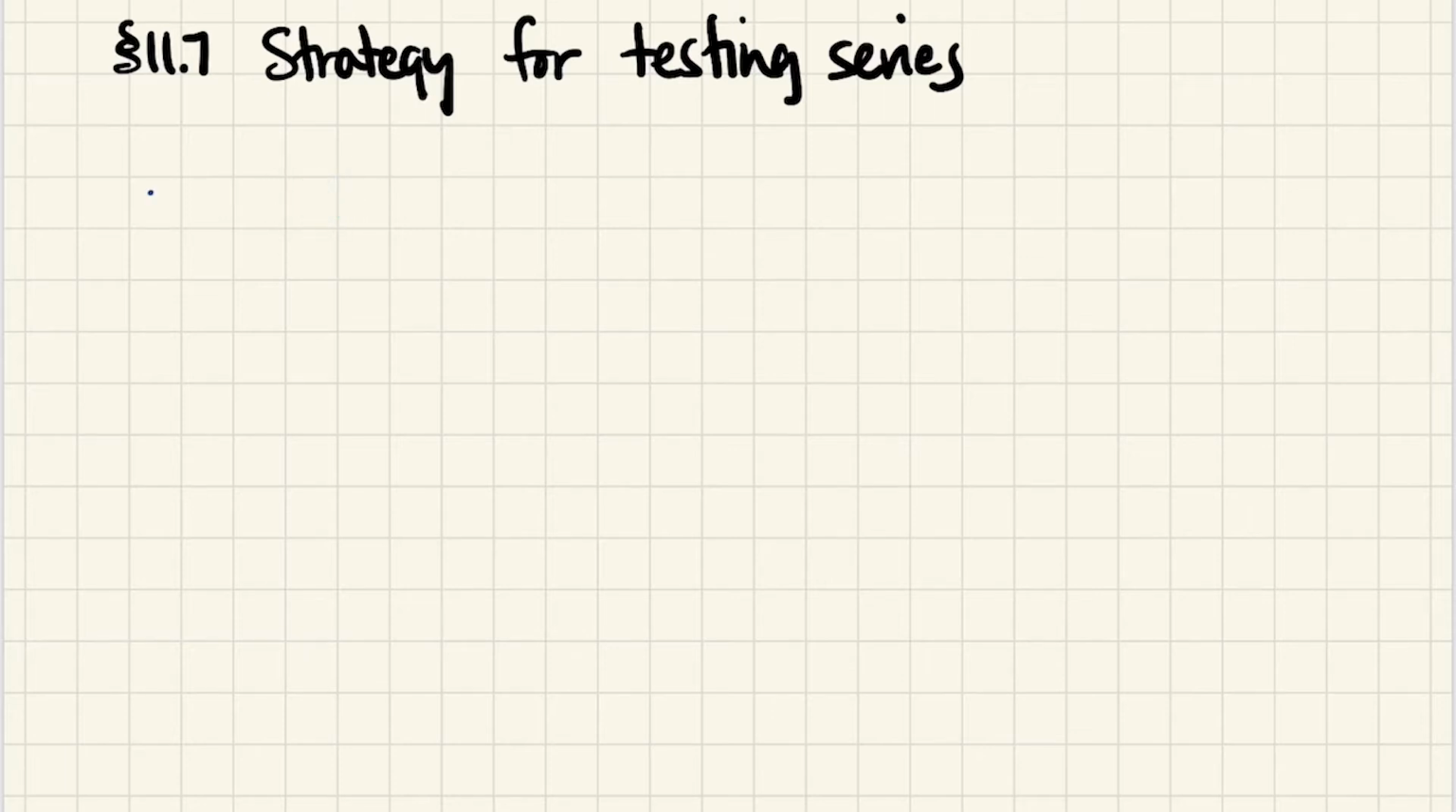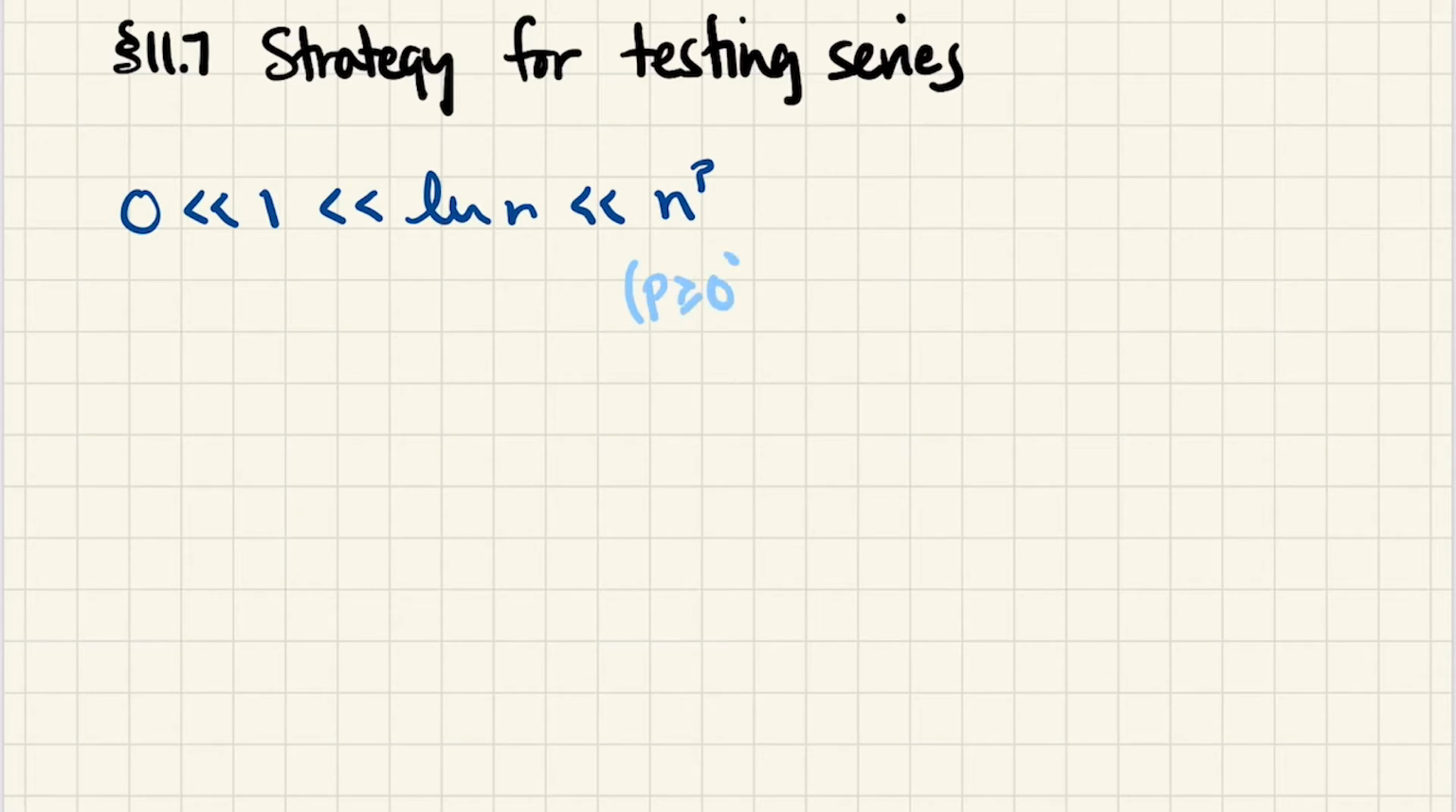So let's get our hierarchy of functions. So 0 is eventually less than 1, of course it always is, which is eventually less than the natural log of n, which is eventually less than n raised to a power, well, non-negative, which is eventually less than an exponential, and it doesn't really matter what the base is, which is eventually less than factorial, and factorial itself is dwarfed by n to the n.